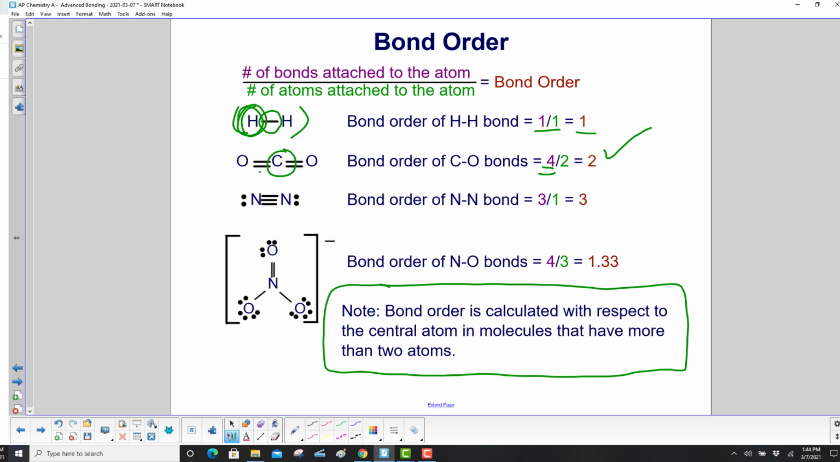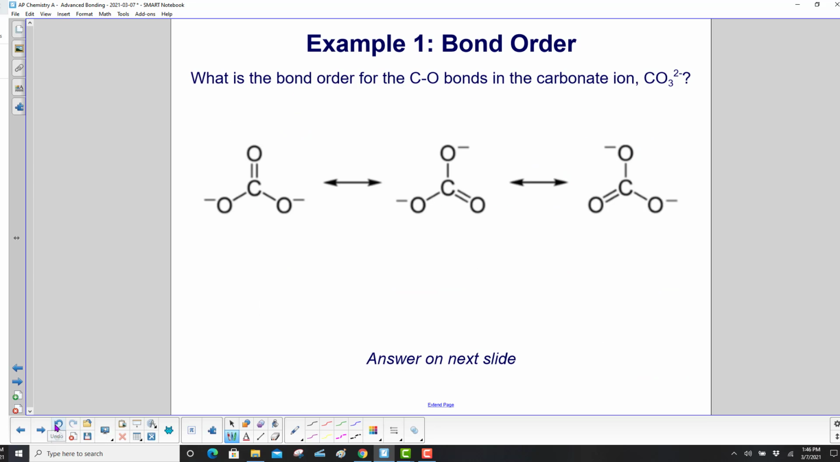For nitrogen N2, we have 3 bonds between them right over here, but only 1 atom. So 3 divided by 1 is 3. And here we have nitrogen in the middle. So for the bond order of those bonds, we have 1, 2, 3, 4 bonds, and there are 3 oxygen atoms. 4 divided by 3, 1.33.